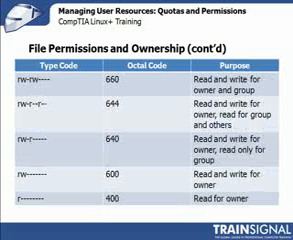660 is read and write for owner and group. 644 is read and write for owner, and read for group and world. 640 is read and write for owner, read for group, and no other permissions for anyone else. 600 is read and write for owner only, and 400 is read for owner only. We're not quite done with permissions yet, so let's move on and take a look at some special permission bits.